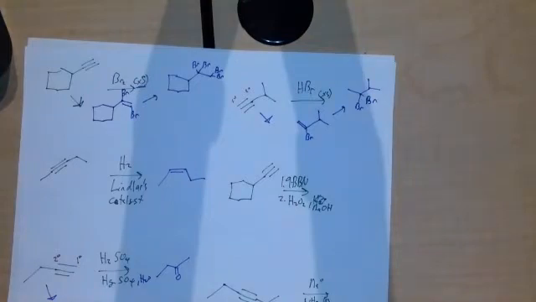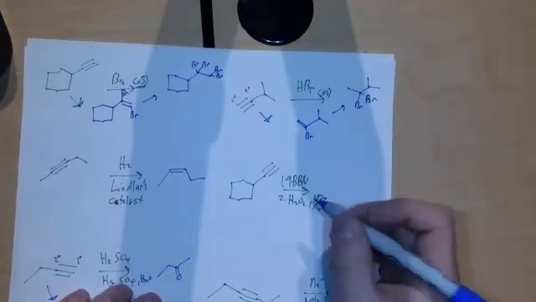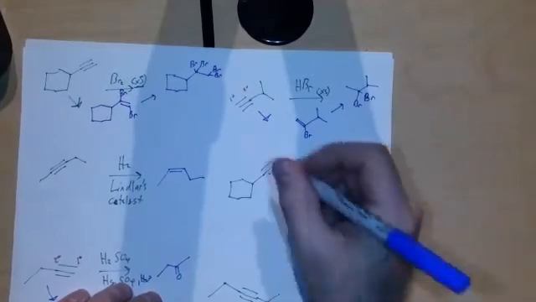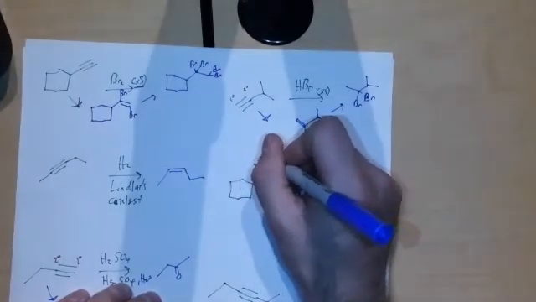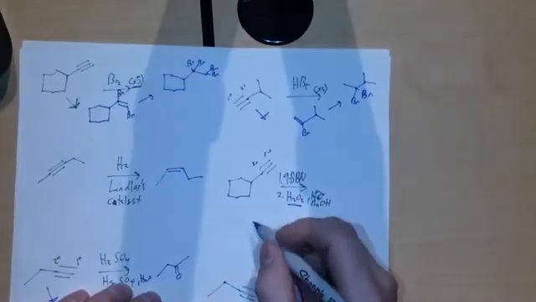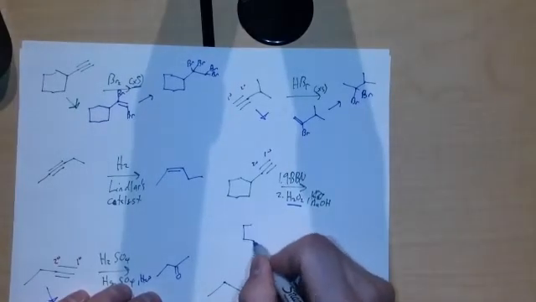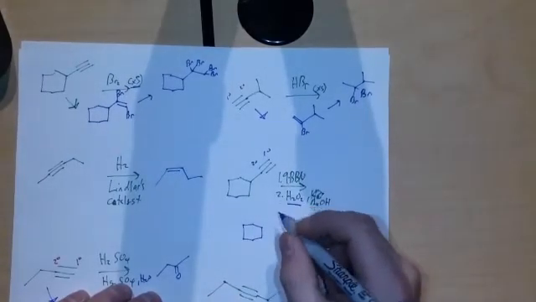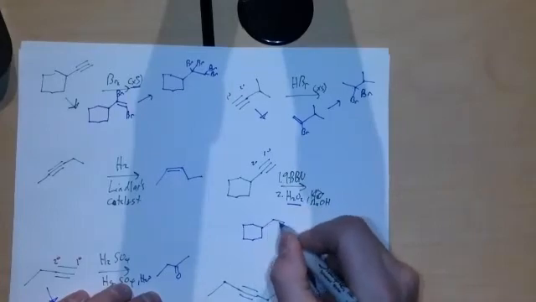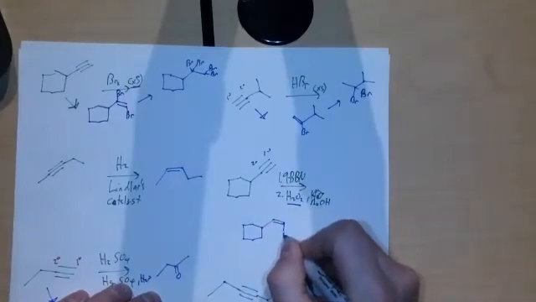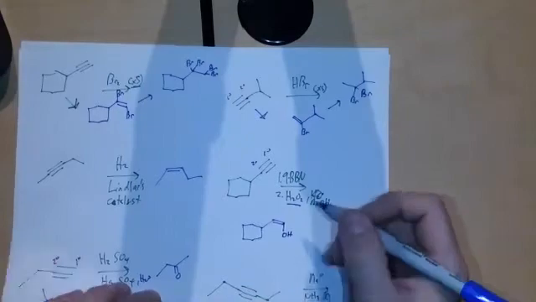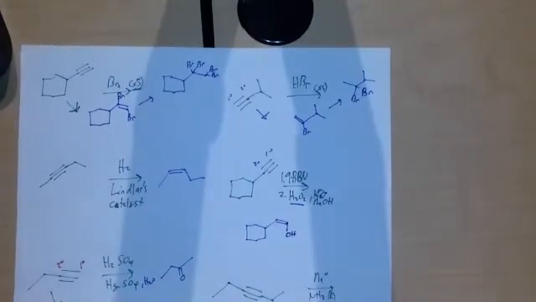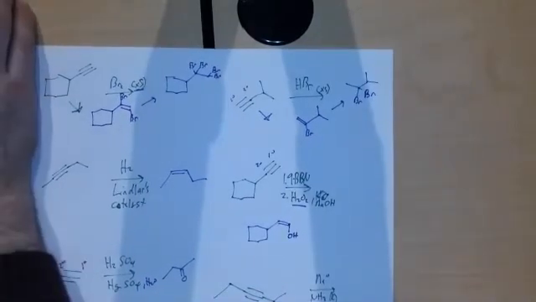Our 9-BBN reaction, or in peroxide, we're going to be adding anti-Markovnikov. We're originally going to get this compound here.